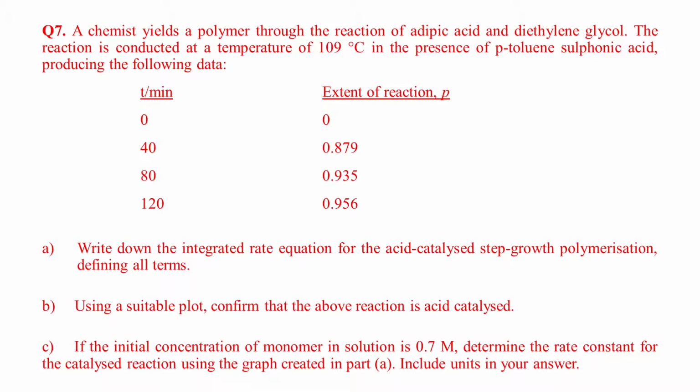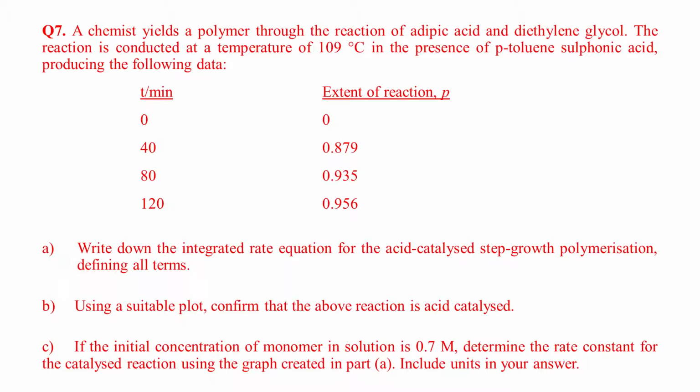So question 7 is quite similar to question 3. The main difference is this time we're being asked about an acid-catalyzed reaction as opposed to a self-catalyzed one. So for the first part of this question, we're simply asked to write down the integrated rate equation for an acid-catalyzed step growth polymerization.